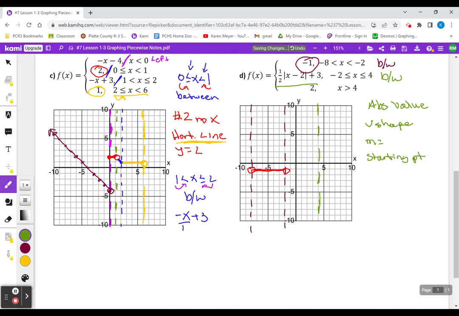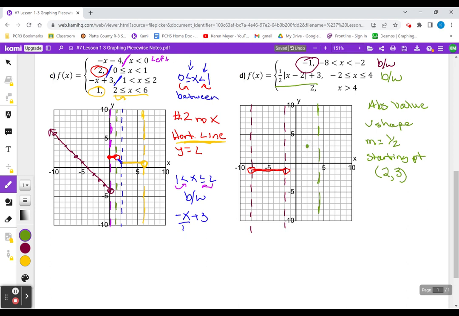Okay, the slope is the number in front of the absolute value, so that's 1/2. And starting point, remember, change, keep. So change the sign of the number inside the absolute value, so -2 becomes +2. Keep the same sign at the end, which is +3. So plot your starting point. So right 2, up 3.